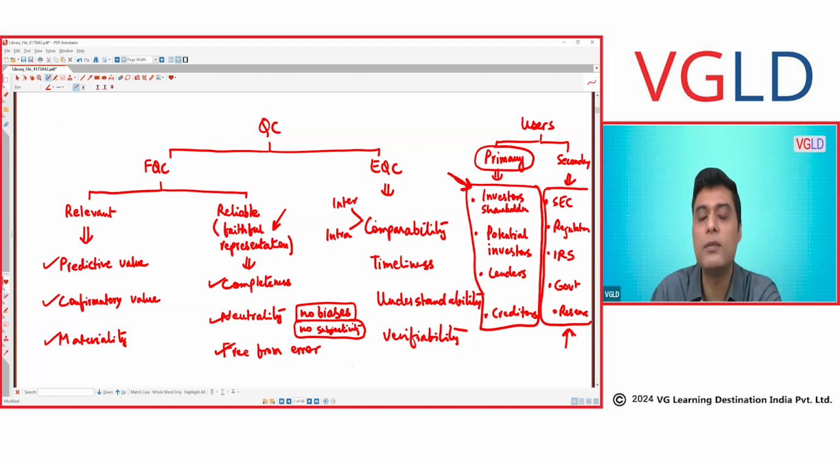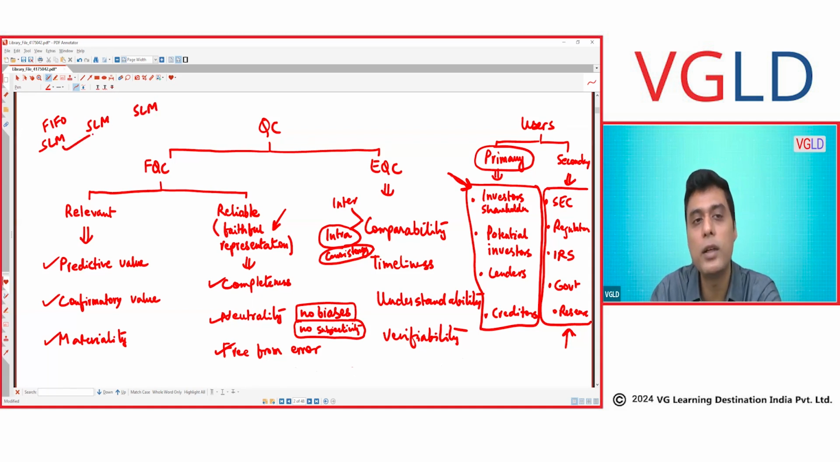That basically means that, especially for intra-firm comparison, consistency, that means the methods that you followed last year are the same that you followed this year, will be the same that you will follow next year. If you are following FIFO, you are continuing to follow FIFO year over year. And so that's how your last year's financials will become comparable to this year. You were following straight line method of depreciation, you are still following straight line, now you can compare.